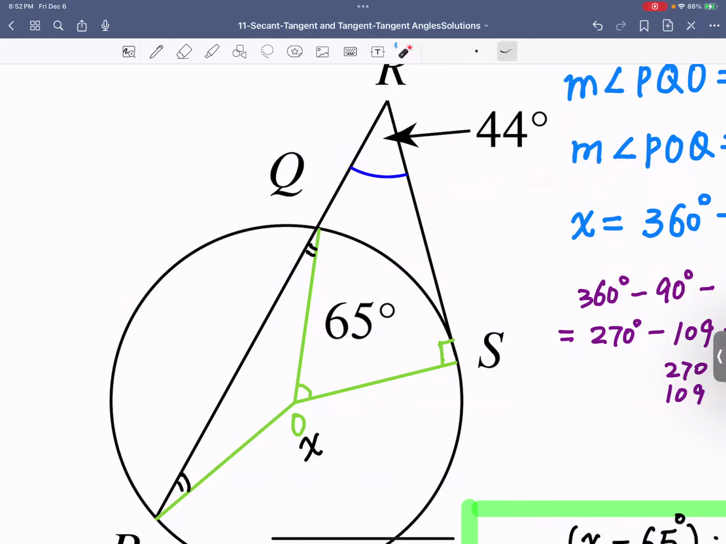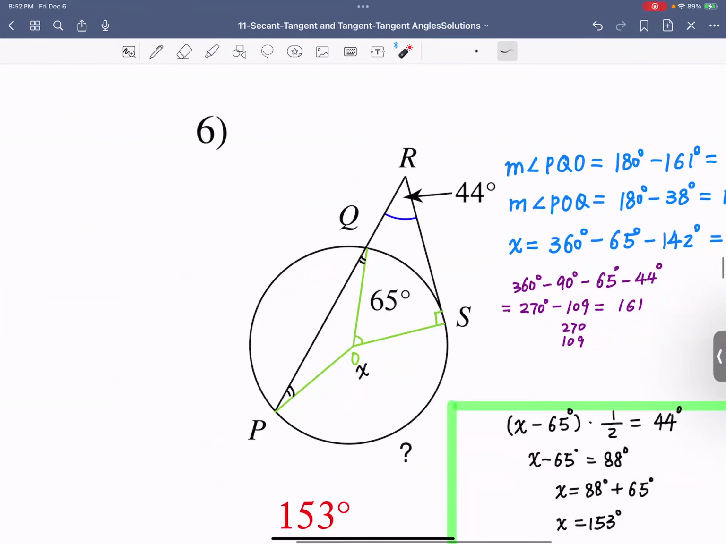161. If this is 161, then how much is this? 19. If this is 19, this will be 19. Good. So how much is this? 142. Good. You have 142, you have 65. Use 360 minus 142 minus 65. Get your x. Go. 153. Very good. You got it.